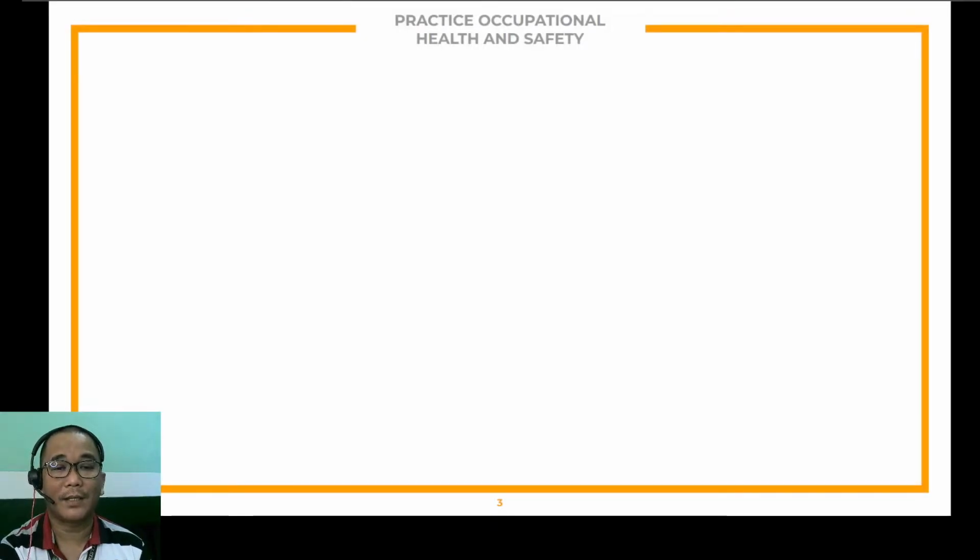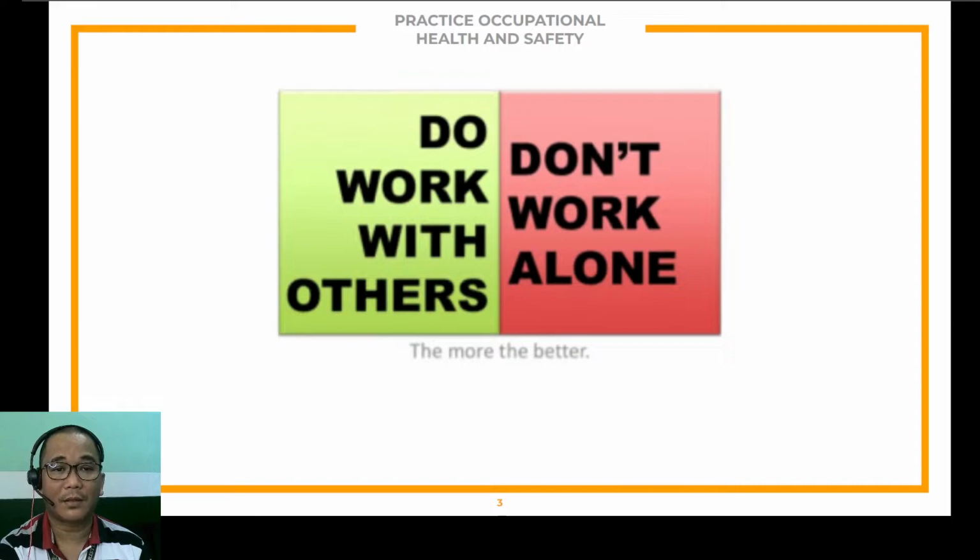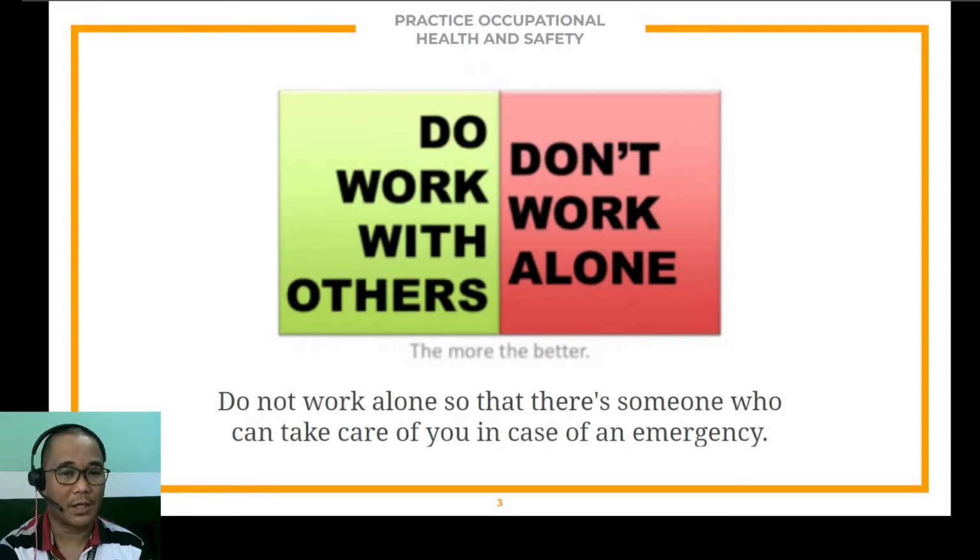The first one is do not work alone. Do work with others, so that there is someone who can take care of you in case of emergency. So that will be our first rule. Do not work alone, especially in a workplace that is full of hazard or in a workplace that hazard is everywhere. So in case of emergency, someone can pull you out.